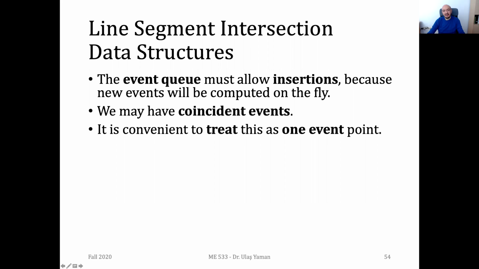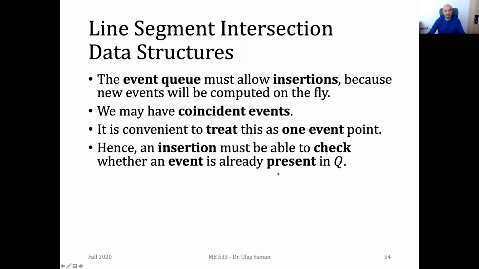Another issue, we might have coincident events. It might be an intersection and also a starting event point. If that's the case, then we should do some check and treat them as a single event. We shouldn't have multiple events having the same x and y coordinates. We should consider them as just a single event point. So that's why we need to do a search in this event queue and try to find whether the corresponding event is already inside the queue or not.